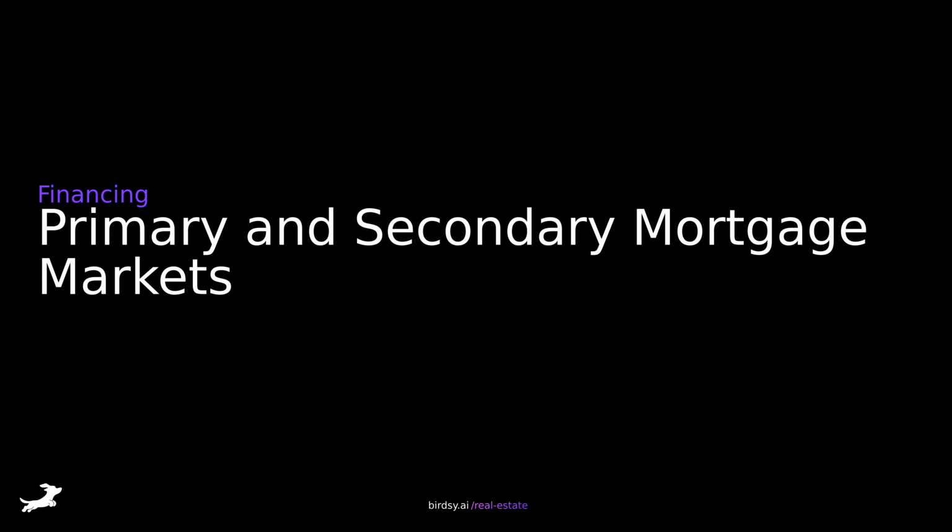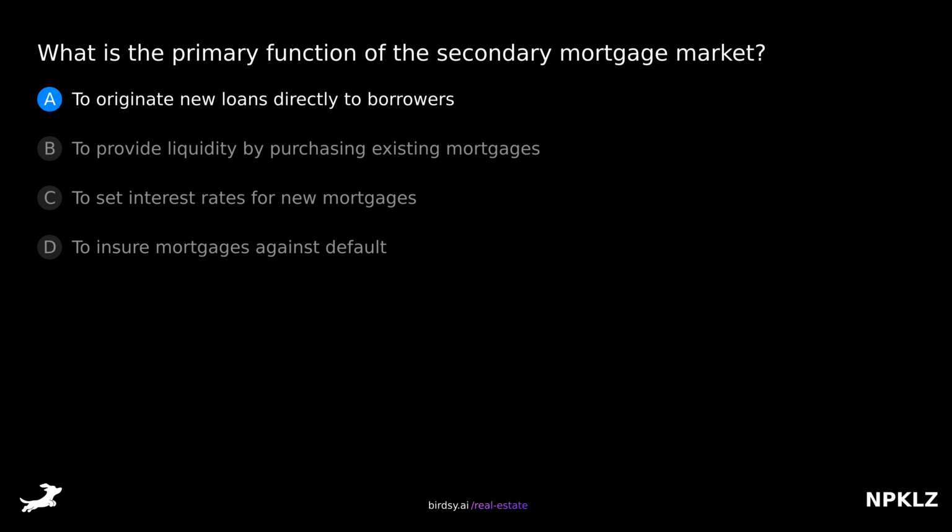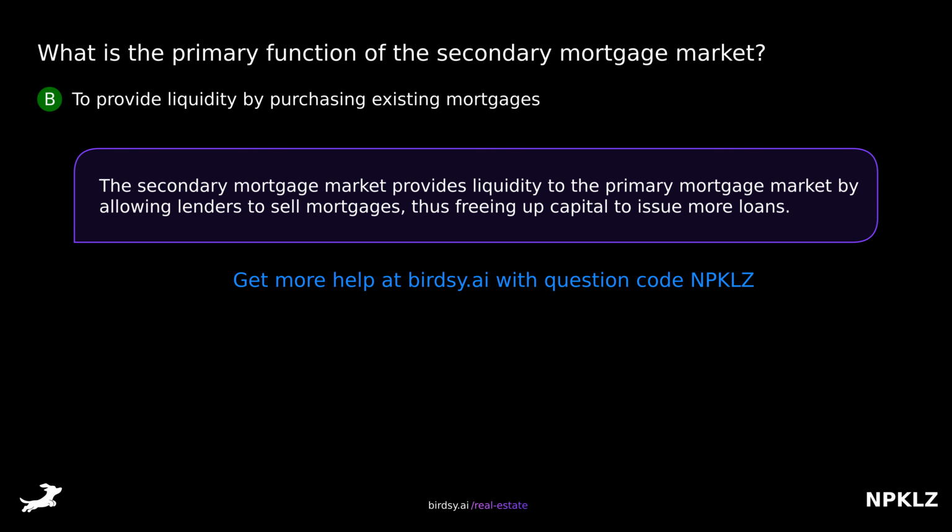Primary and secondary mortgage markets. What is the primary function of the secondary mortgage market? Is it A, to originate new loans directly to borrowers, B, to provide liquidity by purchasing existing mortgages, C, to set interest rates for new mortgages, or D, to insure mortgages against default? The answer is B, to provide liquidity by purchasing existing mortgages. The secondary mortgage market provides liquidity to the primary mortgage market by allowing lenders to sell mortgages, thus freeing up capital to issue more loans.